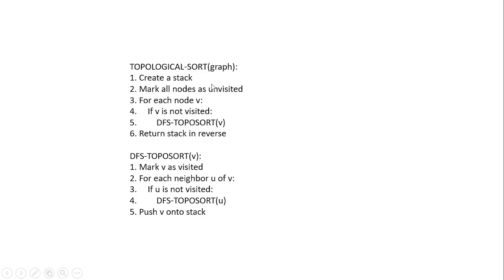So topological sorting, initially I maintain a stack and then I mark all nodes as unvisited. For every node that is there, if it is not visited, I call the function DFS topological sorting. Now under this I will mark that node as visited. For each neighbor of it, if it is not visited, I'll recursively call topological sorting and push it onto the stack. We will see the implementation of this.